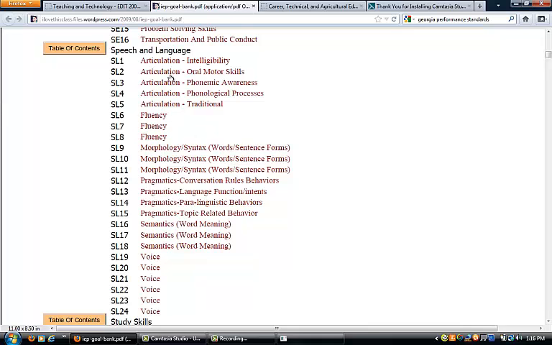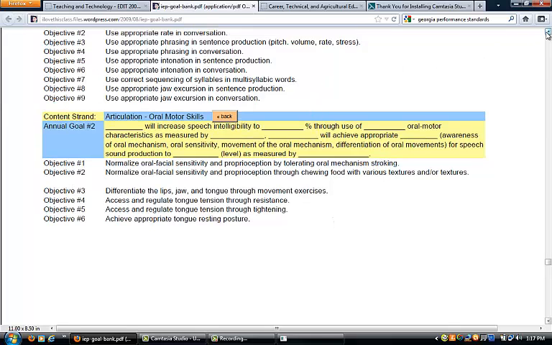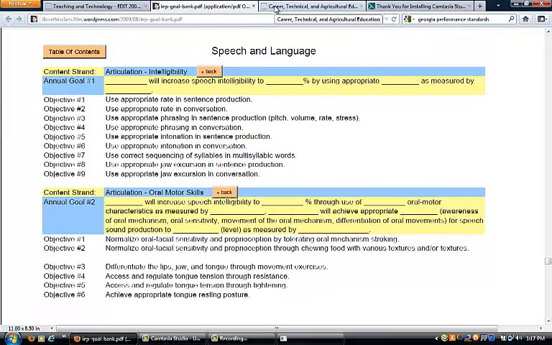If we go back and maybe look at articulation with oral motor skills, these talk about oral facial sensitivity and chewing food, things that have to do with lip, jaw, and tongue through movement exercises. All of these are very, very focused within speech and language. So you would have to take the time to go through these in order to find something that you would want to do and that reflects your classroom.